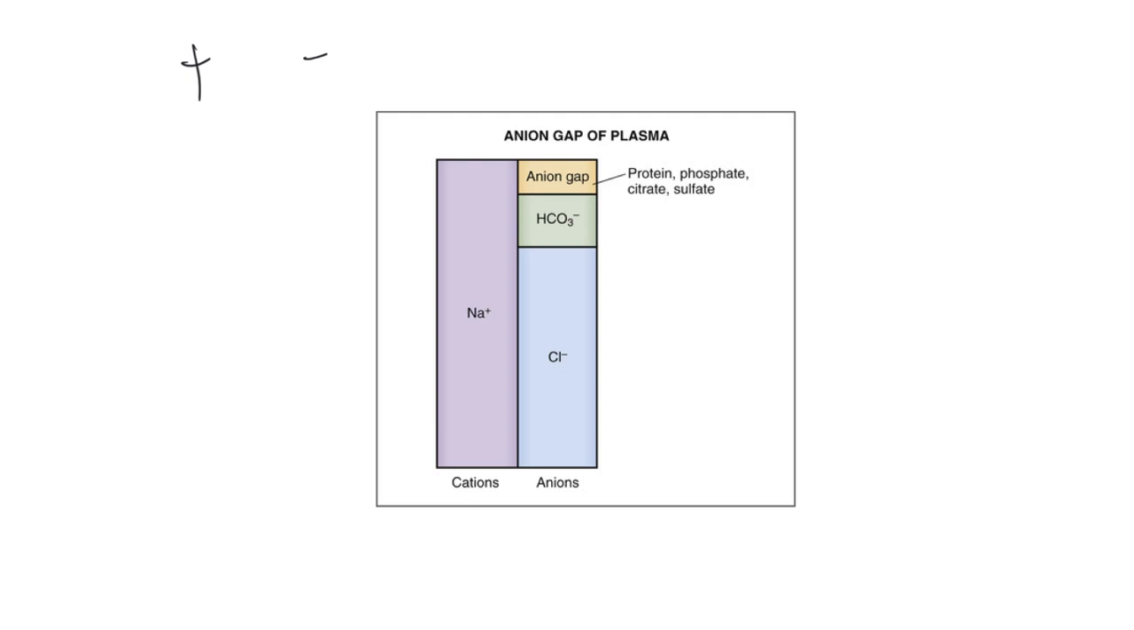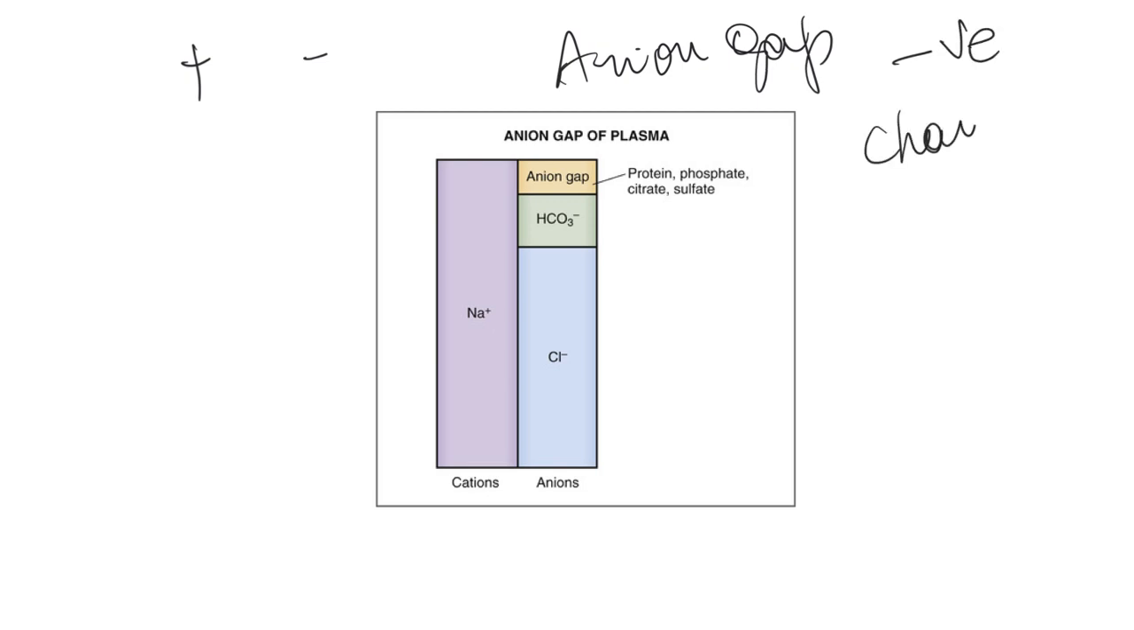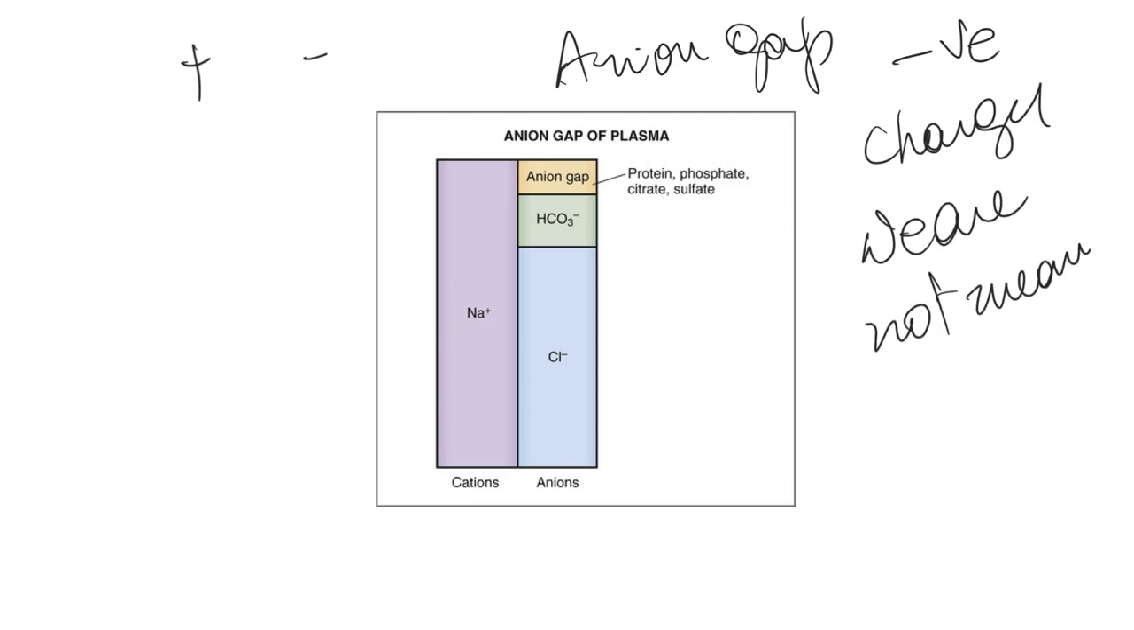So the anion gap is more of what we are not measuring. Just to reiterate, anion gap is the negative charges we are not measuring. We all have a normal value for a normal gap because in general we carry some phosphates, sulfates, citrates, albumin, which we don't measure.